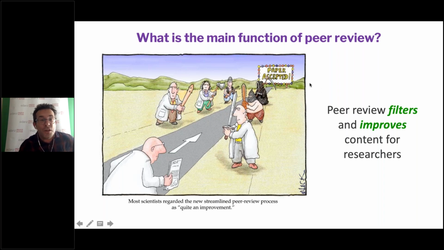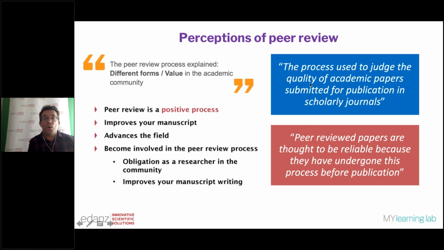I know you already knew that, but let's have a quick look at some perceptions of peer review across the academic community. It should be a positive process. It often isn't, of course, but it should be a positive process. Often people, as I've mentioned, get to the end of the peer review process and they feel like it's been a traumatic ordeal. They feel relieved that their paper finally gets published. It should improve your manuscript. It should advance the field.